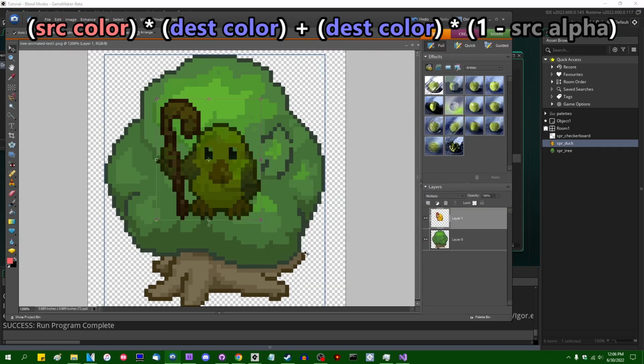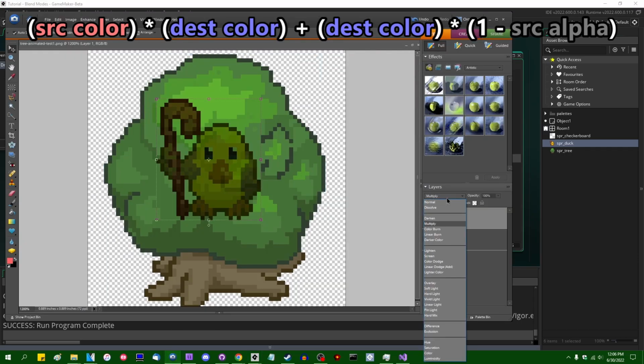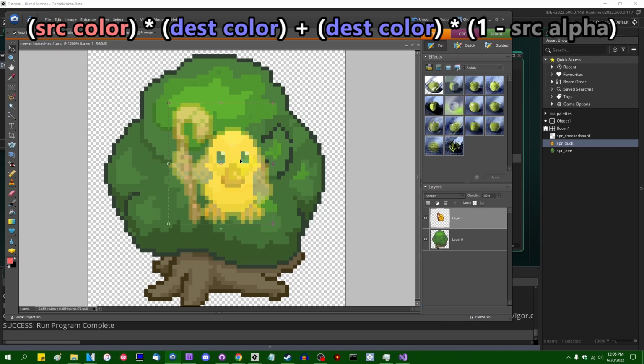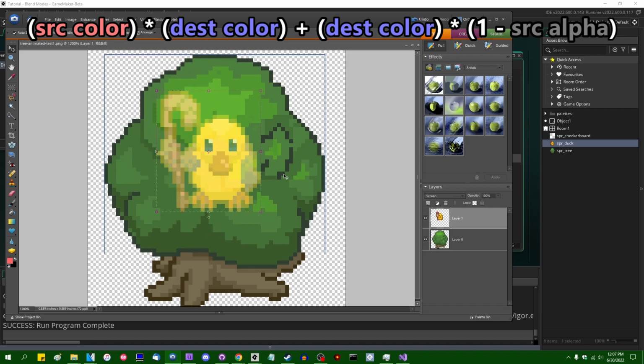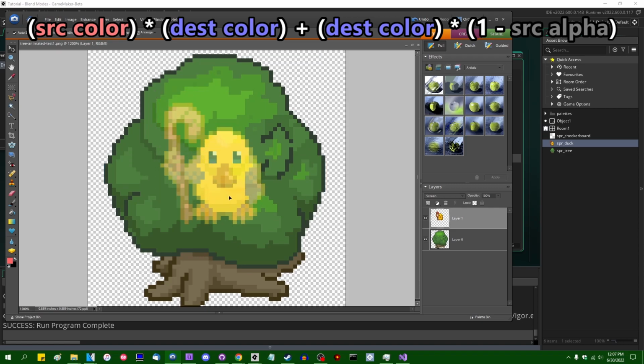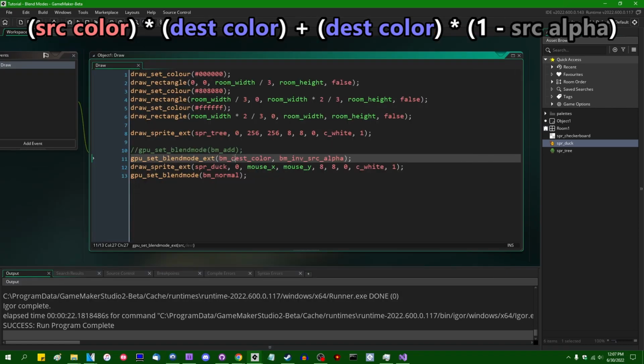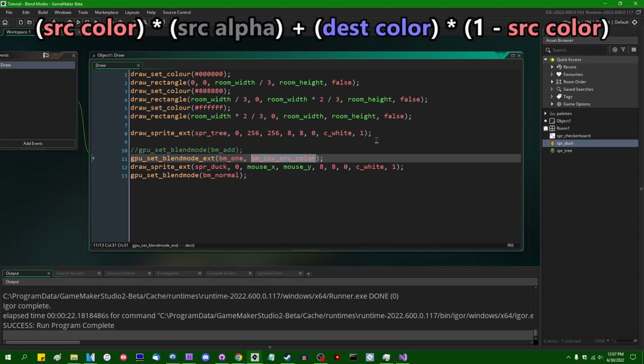Another Photoshop blend mode that some people occasionally want to do in GameMaker is, where is it on this list? Screen. And screen, I don't entirely know how to describe in words. It's kind of like additive blending, but it's a little bit darker than additive blending. And if you want to accomplish something like this in GameMaker using blend modes, you can do that as well. The equation for screen is going to be a little bit similar to additive blending, so we're going to put BM_one in the source term, and BM_inv_src_color in the second term.